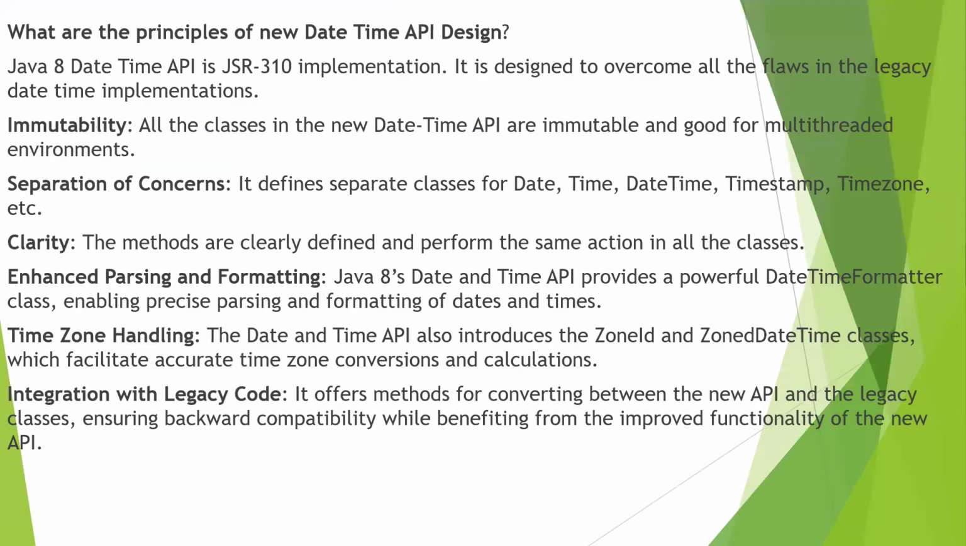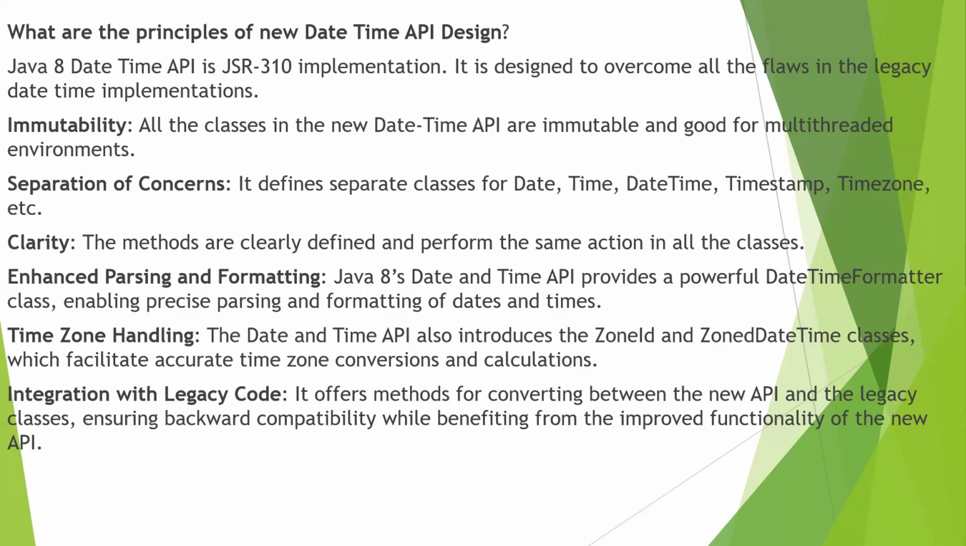Okay, now what are the principles of Java 8? The Java 8 date time API, which was introduced, followed a particular implementation, which is the JSR 310 implementation. It was basically designed to overcome all the flaws in the legacy datetime implementations, which were there before Java 8. Okay, the next feature we have here, the very first one, is immutability, which we have seen a little while ago.